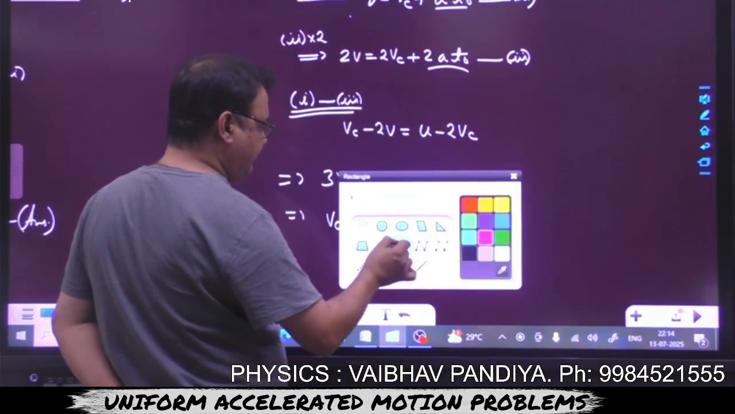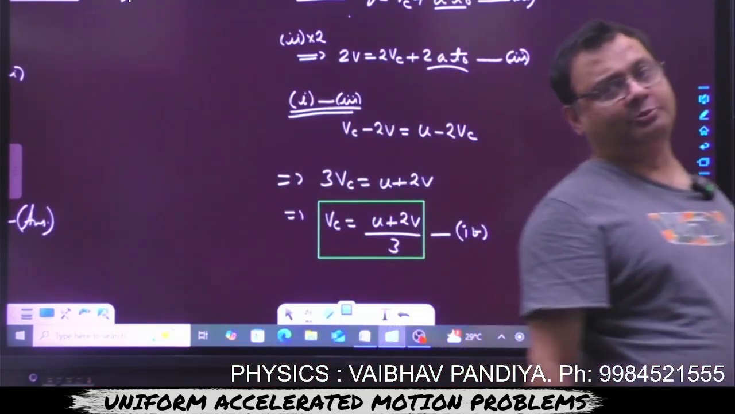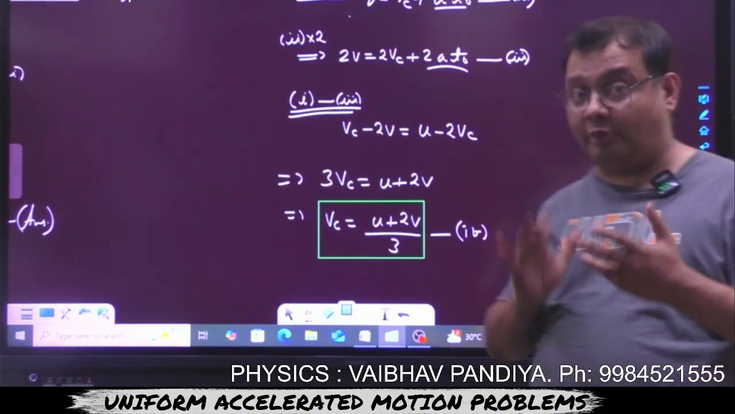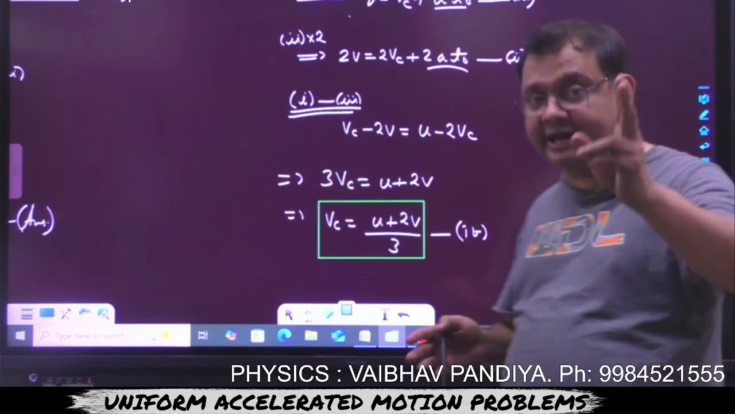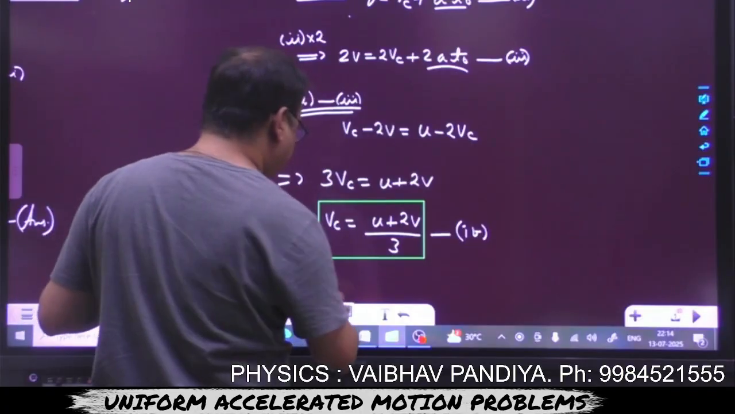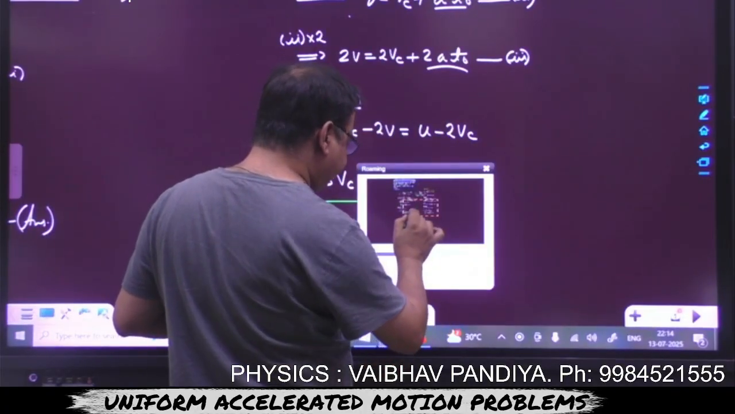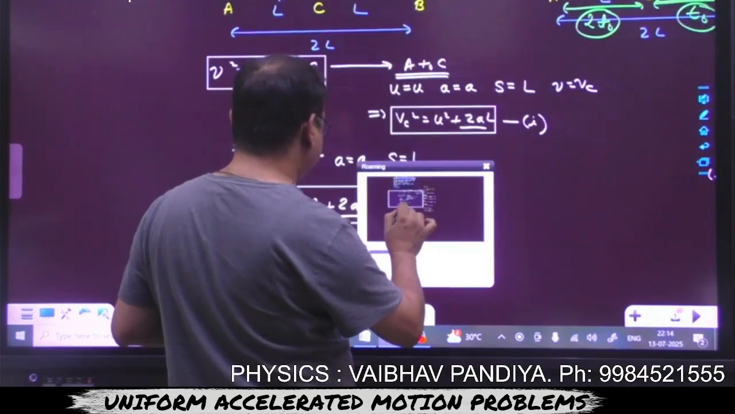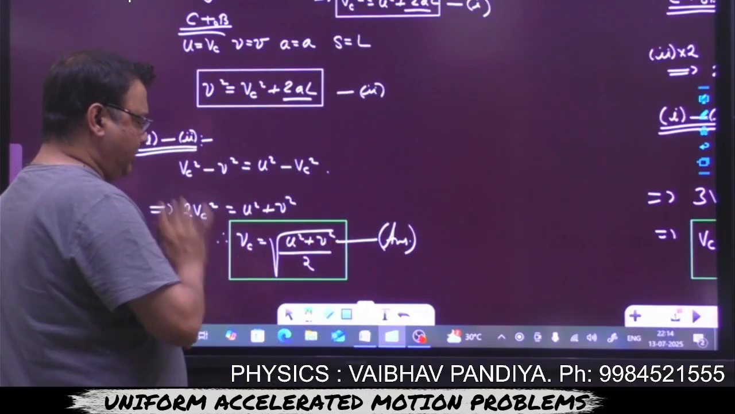So this is another value of Vc you are getting in terms of U and V. The speed of the midpoint is coming to be U plus 2V by 3, in the presence of the information that the time taken from A to C is twice the time taken from C to B. In that case, Vc is coming as this value. And in a generalized case, with constant acceleration, Vc is coming as under root U square plus V square by 2.